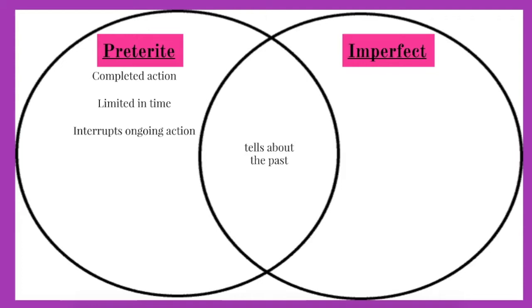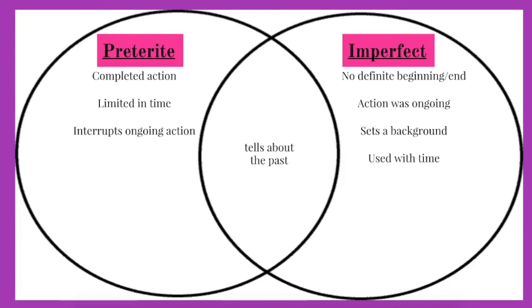The imperfect tense is used in different ways. When we're using the imperfect tense, there's not necessarily a definite beginning or end to the action that happened in the past. The action might have been ongoing. Sometimes we use the imperfect tense to set a background or give some background information about a situation. The imperfect tense is also used when we're telling time and when we're talking about someone's age.